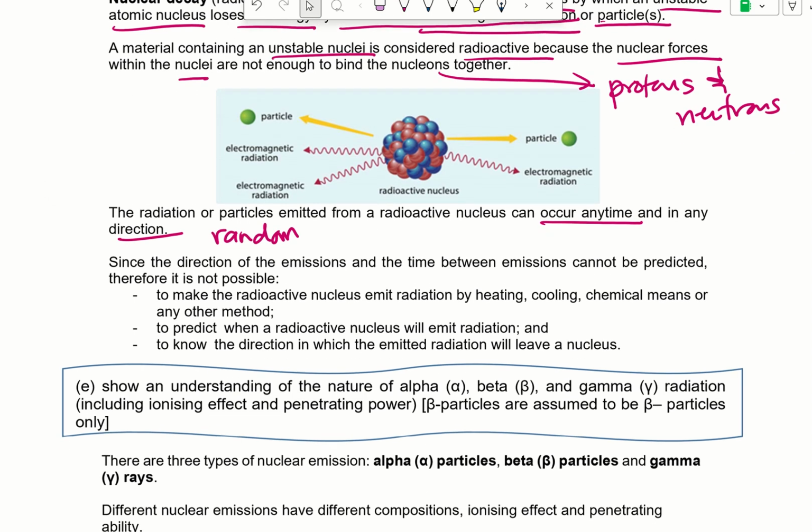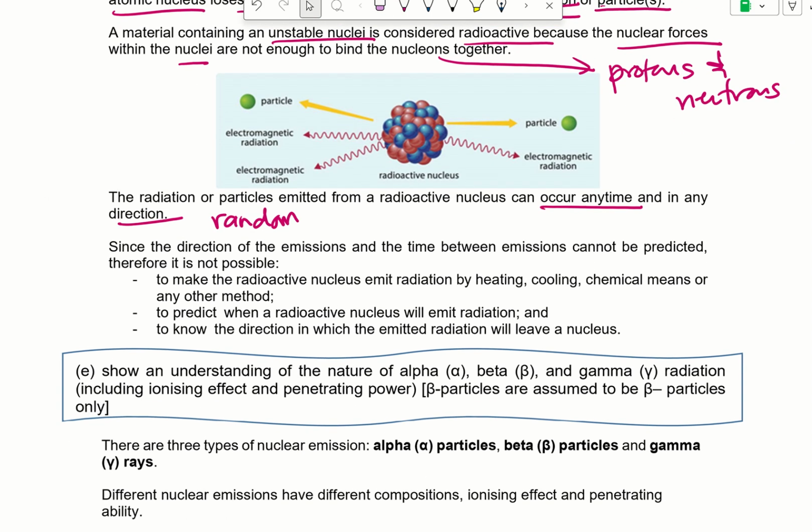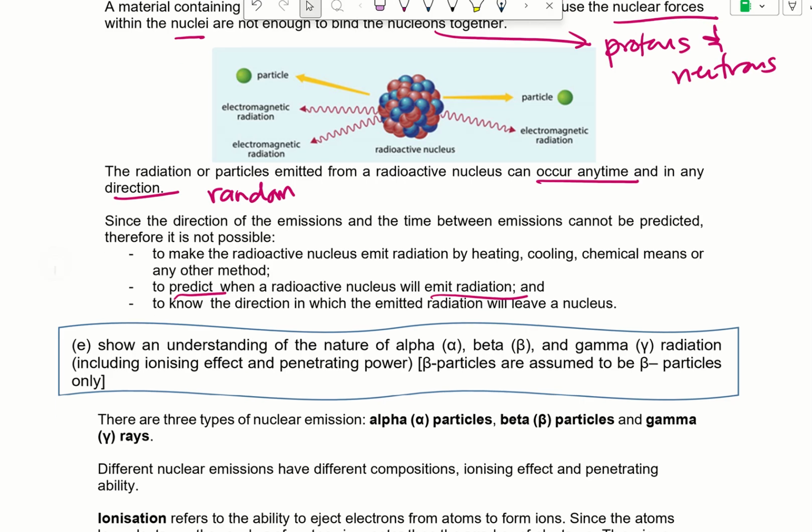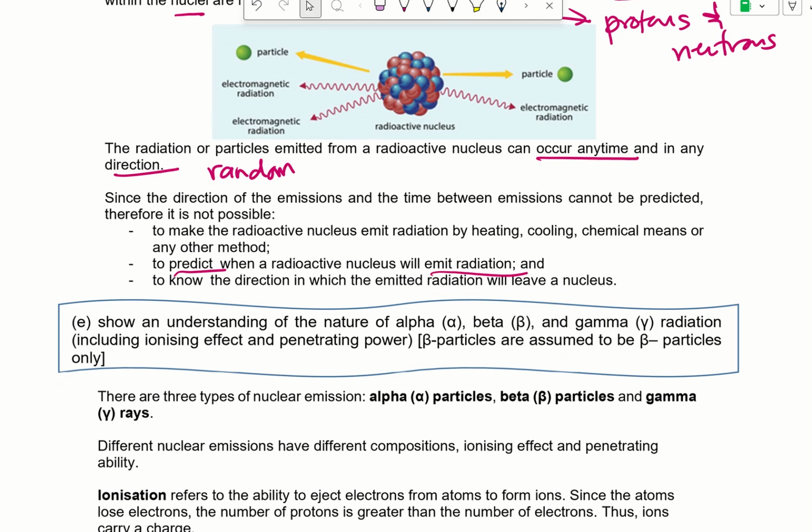Since the direction of the emission and the time between emissions cannot be predicted, it is not possible to make the radioactive nucleus emit radiation by any method. It is also impossible to predict when it will emit radiation. We just know that it will happen, but we don't know when. And we also don't know the direction.